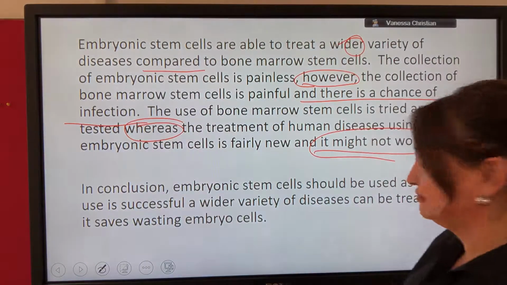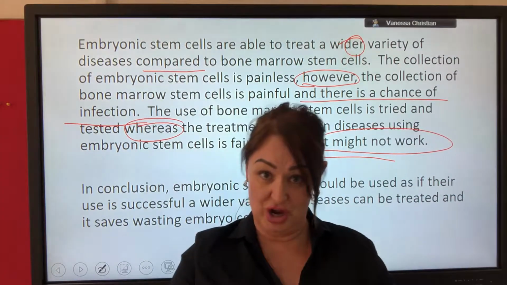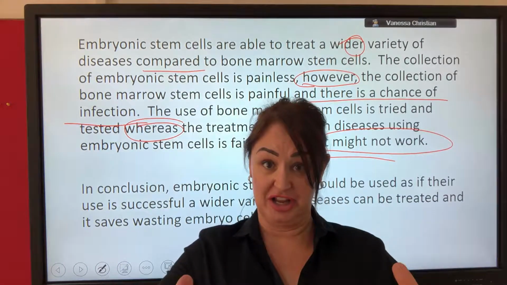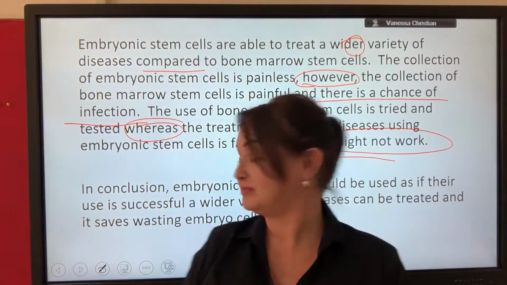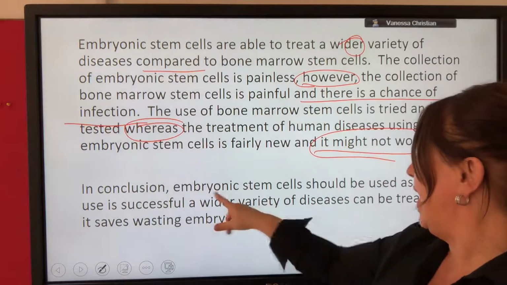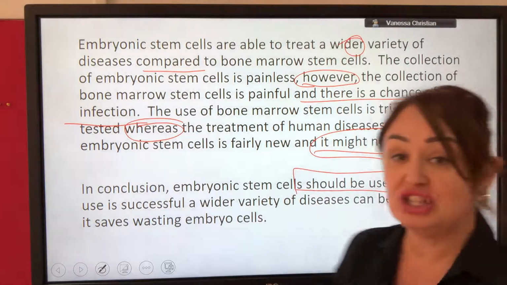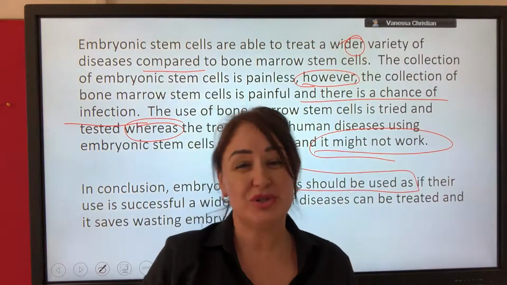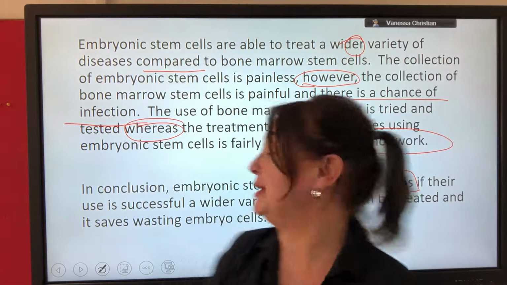In conclusion, always good to put that so that the examiner, when they're marking it, can skip down and know straight away they've put a conclusion in there. But what we're trying to avoid is just repeating stuff that we've already said. In conclusion, embryonic stem cells should be used. We're not sitting on the fence. We're not saying, well, this one's good, but that one's good as well. We're coming up with a conclusion, and then we're going to justify it.